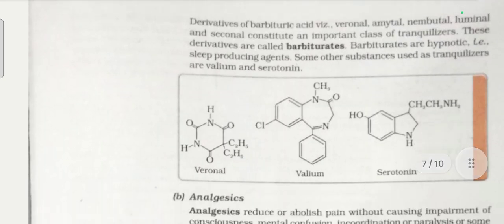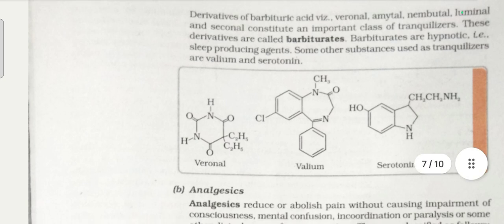Derivatives of barbituric acid, such as veronal, amytal, nembutal, luminal, and seconal, constitute an important class of tranquilizers. These derivatives are called barbiturates. Barbiturates are hypnotic, that is, sleep-producing agents. Some other substances used as tranquilizers are Valium and serotonin.